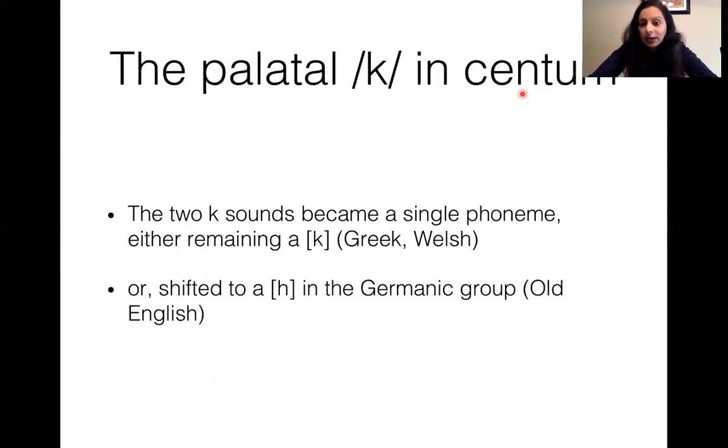And then in the Centum languages, which came from Latin, the palatal k fused into one single phoneme, which is the velar k, as in Greek and Welsh, or it shifted to an h in the Germanic group. So it fused together into one phoneme in Greek and Welsh, and it became an h in the Germanic group, such as Old English.